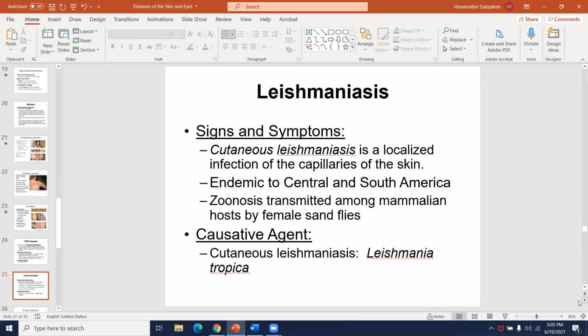Most of the time you will find it's endemic to Central and South America. And I might have mentioned when we did the protozoa that, especially in Central America, you have a lot of individuals contracting the disease and ending up with skin or cutaneous leishmaniasis. I don't think I have a picture to show you what those look like, but dry ulcers on the skin.